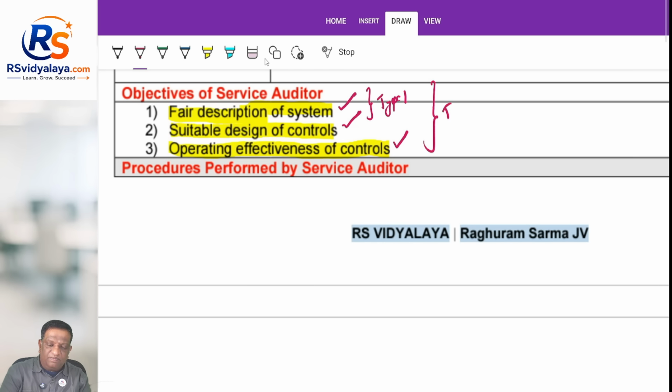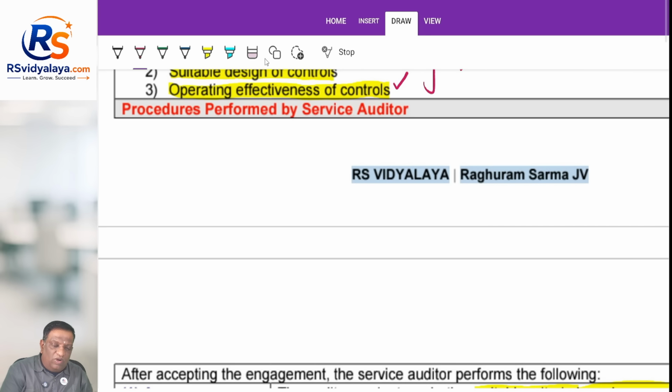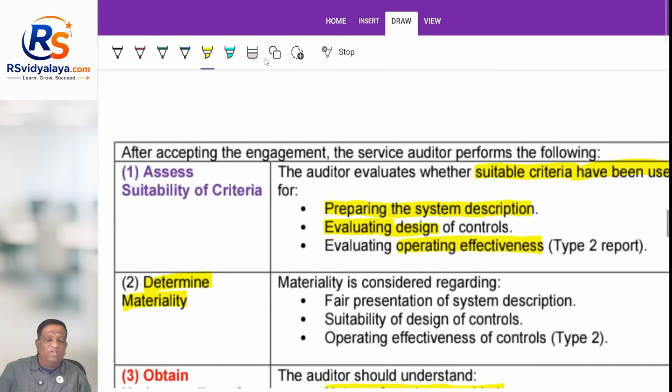So, depending on what is expected of the service organization auditor, he would choose his objective. If what is expected is only a type 1 report, then the third point is not an objective of the service auditor, so he will make amends for it. Then procedures. What are the procedures to be performed by the service auditor? What will he do there?